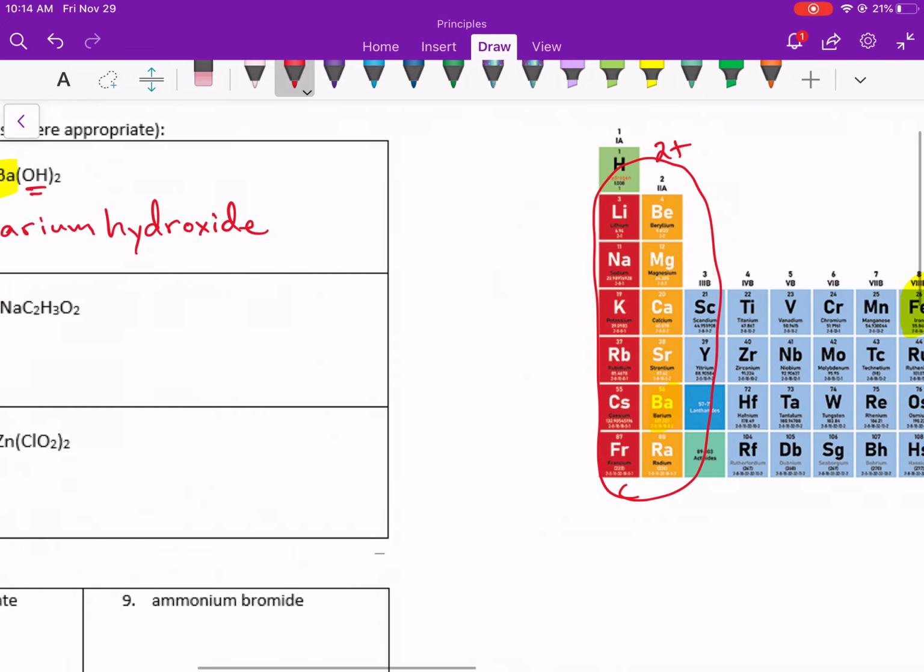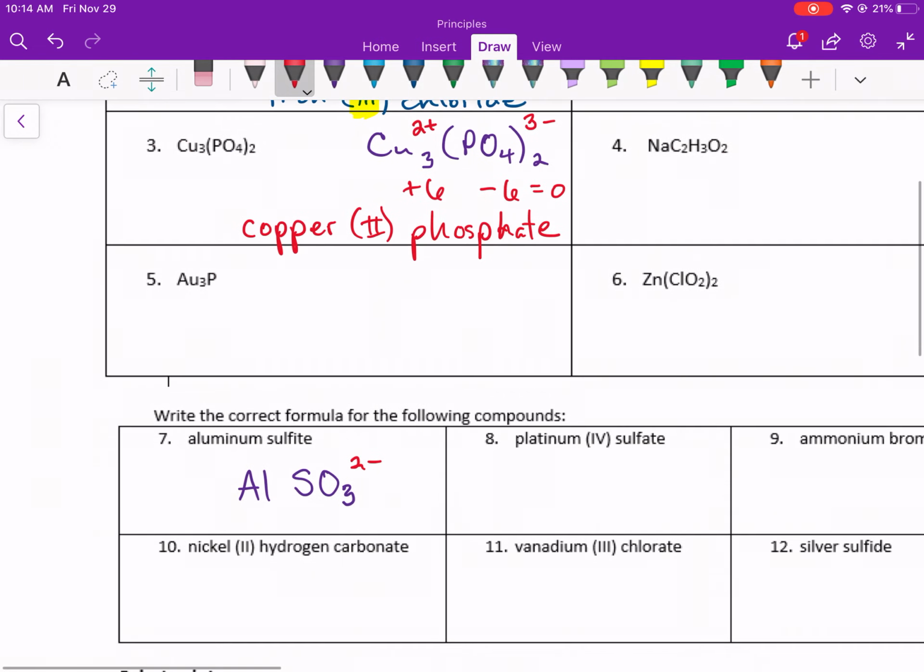So aluminum is always +3. That's why the Roman numeral was not included in the name. So aluminum is +3. So what do I do when I have a +3 and a -2? I have to find the least common multiple. So what is the least common multiple of 3 and 2? Okay, it's 6, right? So how many aluminums, if each one is 3+, how many aluminums would I need to get a total of +6? All right, so you should have said I would need 2 aluminums.